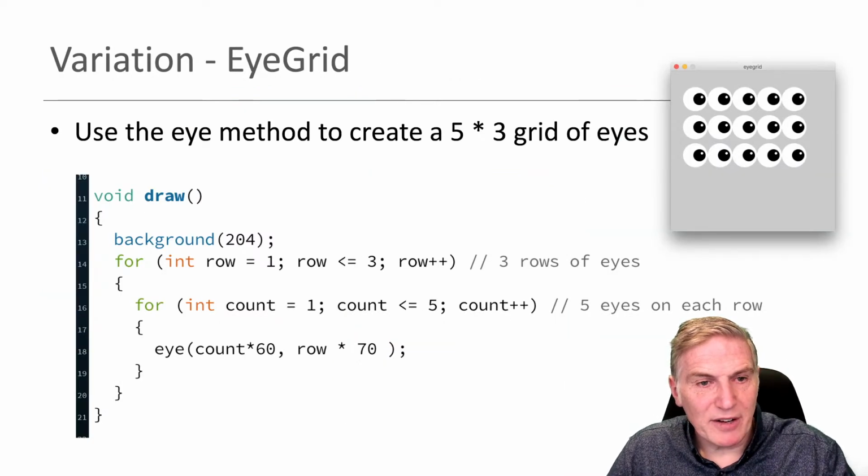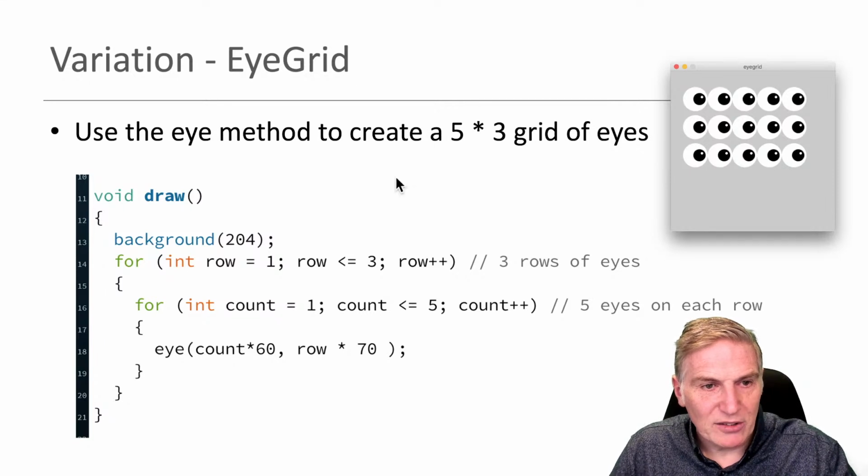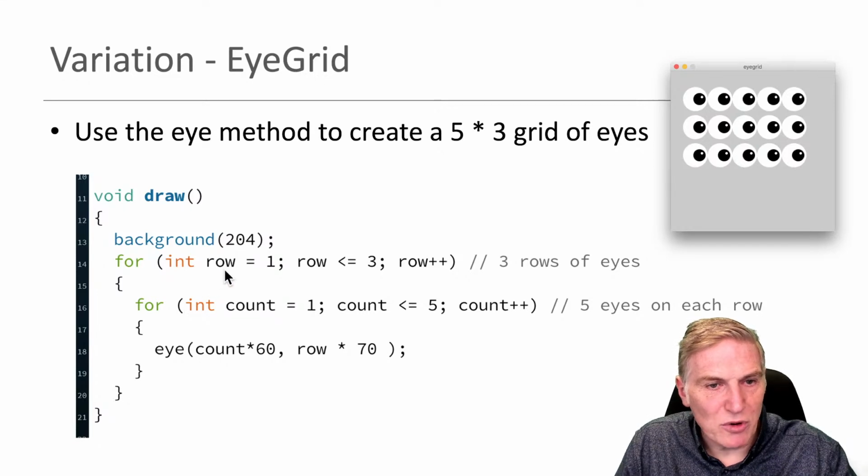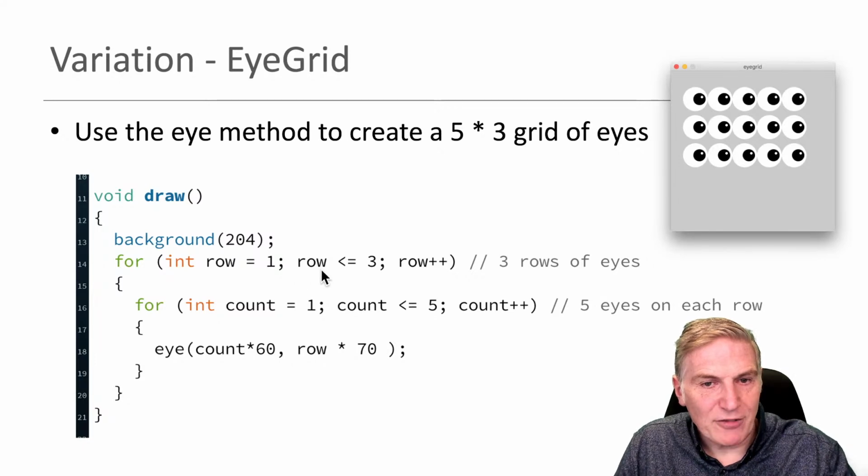So where we've been using variables is in loops. If we take a look here, we can see we have a draw method, background clearing the screen and setting it to gray. And then we have a nested for loop. So this is a for loop inside a for loop. What's going to happen is it's going to count rows. It's going to start at 1, then go to 2, then go to 3. And for each one of those rows, it's going to create 5 columns. So we're counting from 1 up to 5 every time, incrementing the counter.